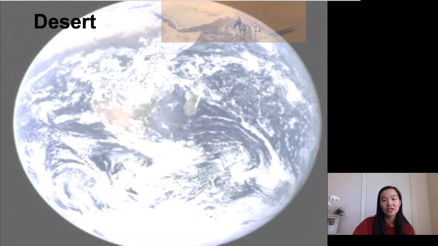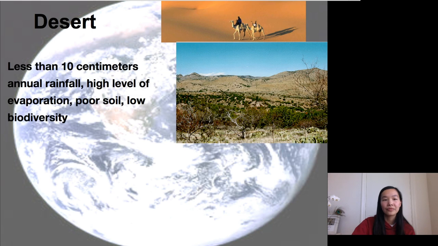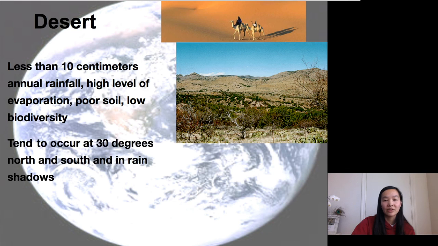Okay, so we're going to start with the desert. Desert: very, very low amount of rainfall, less than 10 centimeters. Annual rainfall is actually what categorizes a desert. And you have a high amount of evaporation, because of all the heat and dryness of the air, and very low biodiversity, because everyone is adapted to living in such an extreme, dry, arid environment.